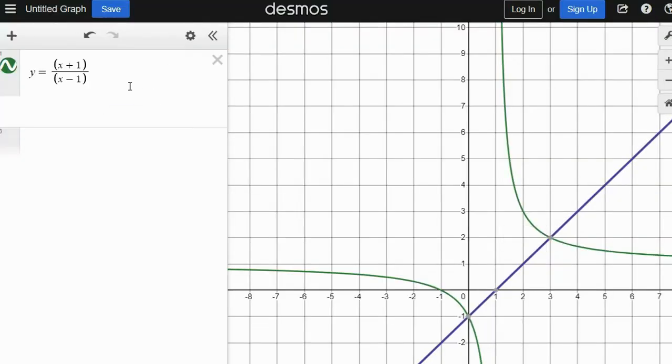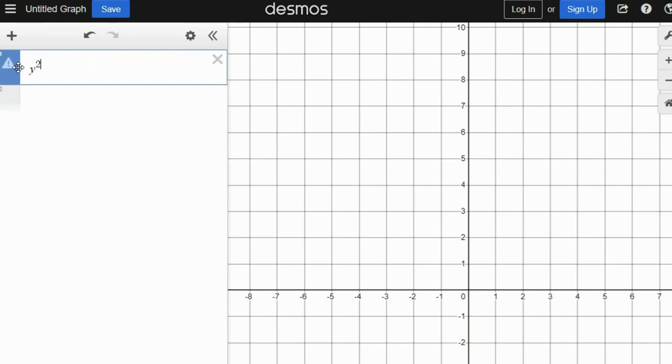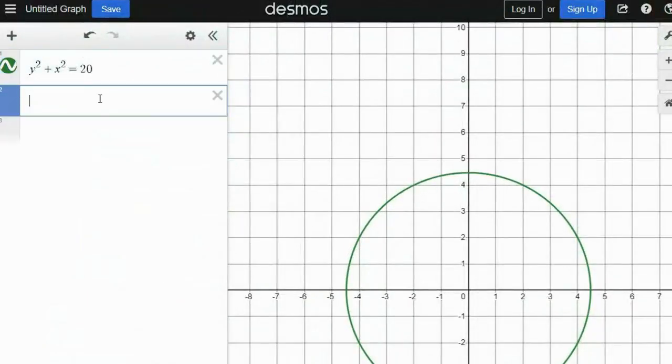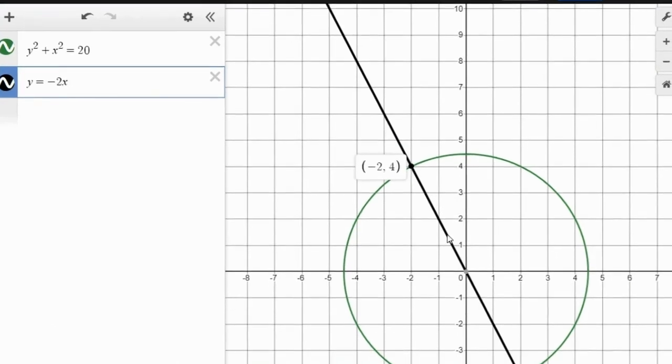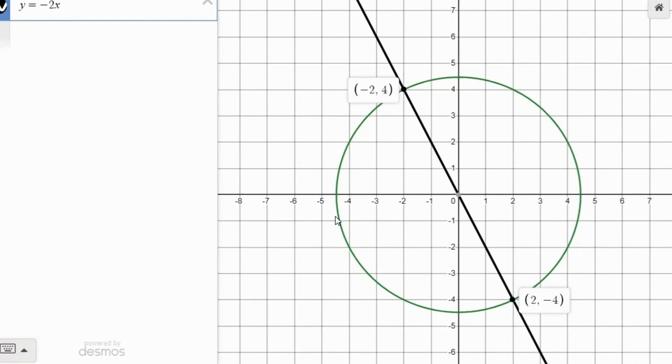I'll put it on here just so you can see it. Y squared plus x squared equals 20, yeah, it's a circle. When you've got x squared plus y squared, that's a circle. And the other equation, I think, was negative 2x equals negative 2x. Yeah. So whether you're working by elimination or substitution, you should get two answers because the line cuts through the circle twice.